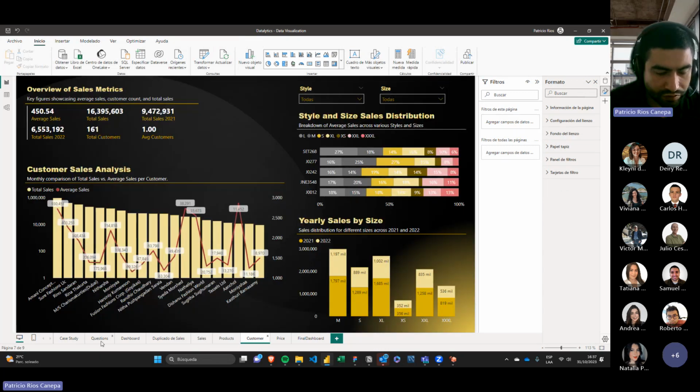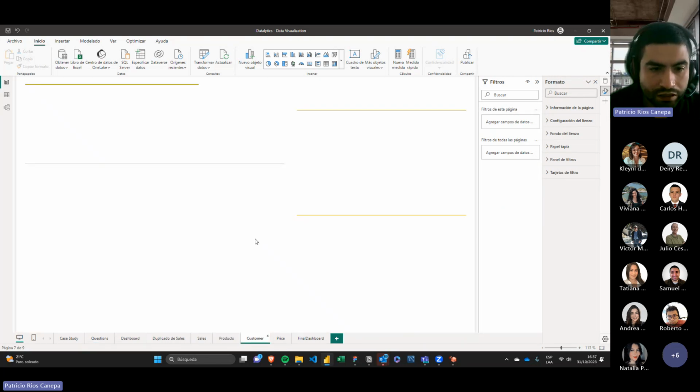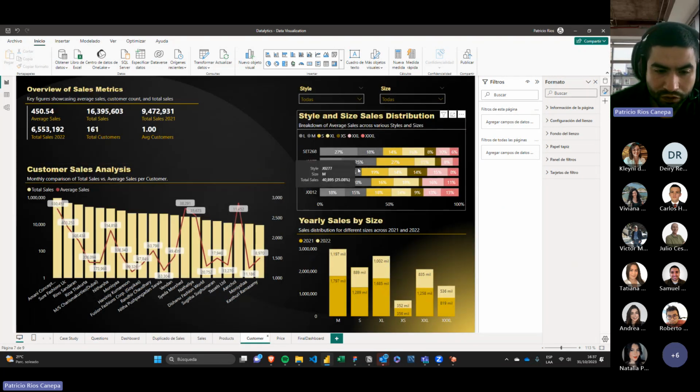If we go over to our customer, we would like to get as many insights as we can in terms of sales volume and purchasing behavior. So here you can see more bar charts that help with that distribution.